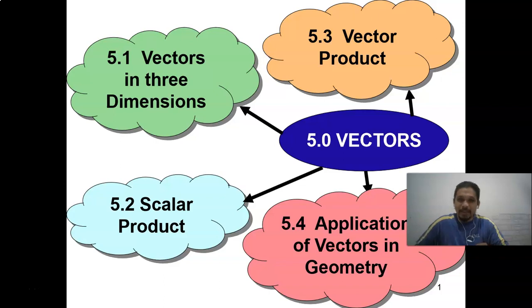Okay, so this is the beginning of the topic of chapter 5. As you see on the screen now, it's divided into four parts. First is vectors in three dimensions, then scalar product, vector product, and application of vectors in geometry. So without wasting so much time, let's continue.